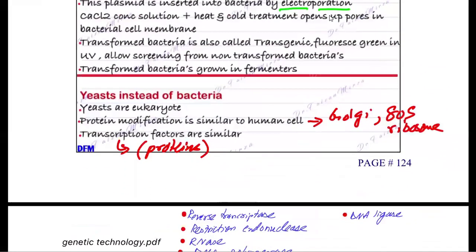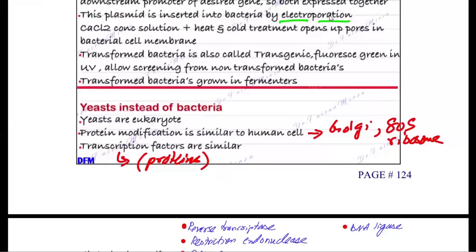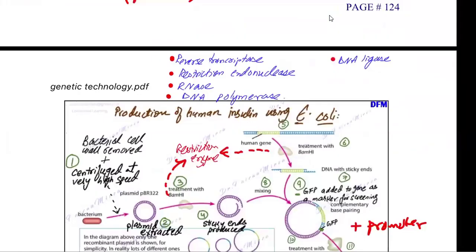Apart from plasmids, we can also use yeasts instead of bacteria as a source of vector. Why can yeast be preferred over bacteria? Because yeast is a eukaryote. It will modify the protein very similarly to the ones modified in the human cell, because yeast has a Golgi, 80S ribosomes, and transcription factors very similar to the ones we have in the animal cell.